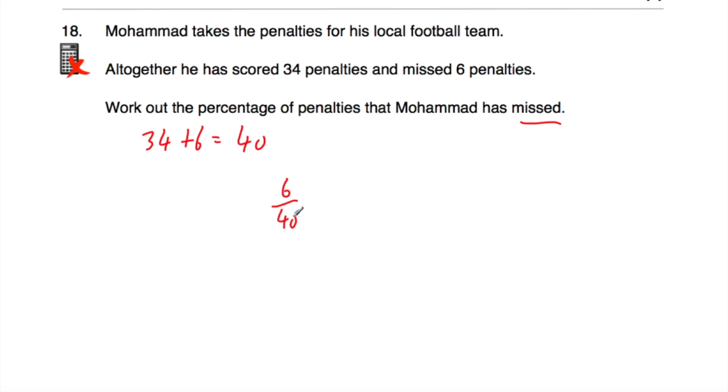Okay, now we want to write this fraction as a percentage, so let's cancel it down to begin with. Let's divide both the numerator and denominator by 2, so that would be 3/20. So he's missed 3/20 of the penalties. Now we want to change 3/20 to a percentage. If it was a calculator question, I would do 3 divided by 20, which is 0.15, and times by 100 to be 15%. That's what I would do on a calculator paper. On a non-calculator paper, I probably would just find an equivalent fraction. So to get from 20 to 100, we times by 5. So we're going to do 3 times 5, and 3 times 5 is 15, and that is 15%.